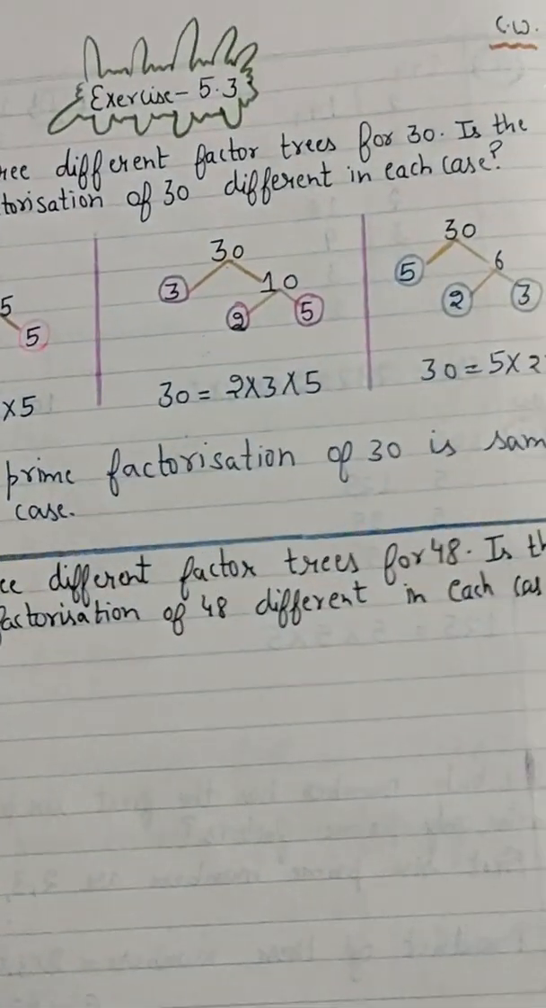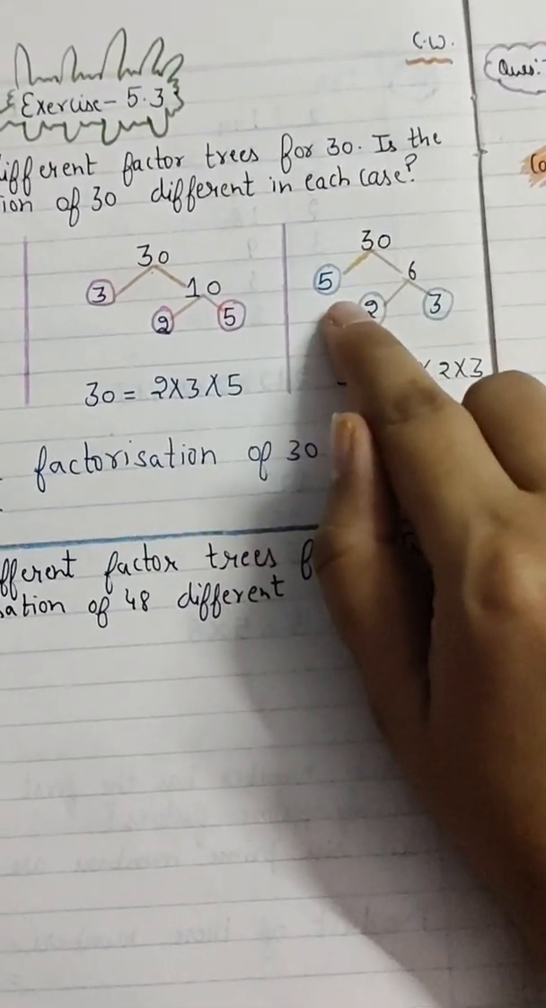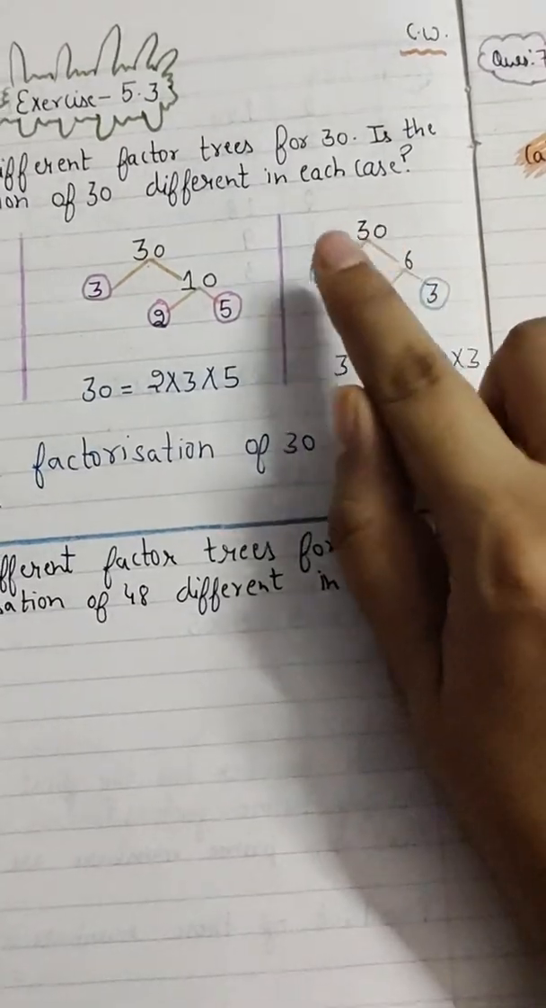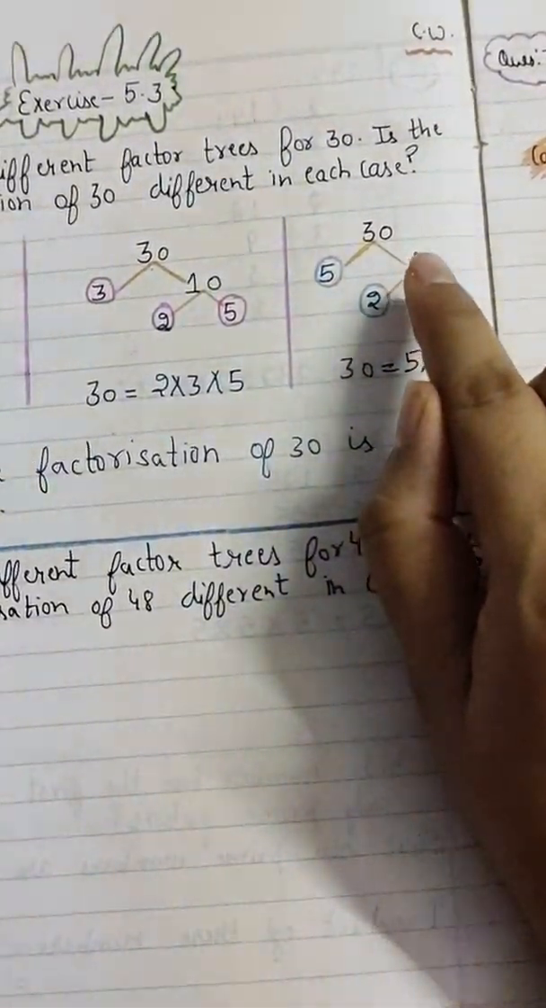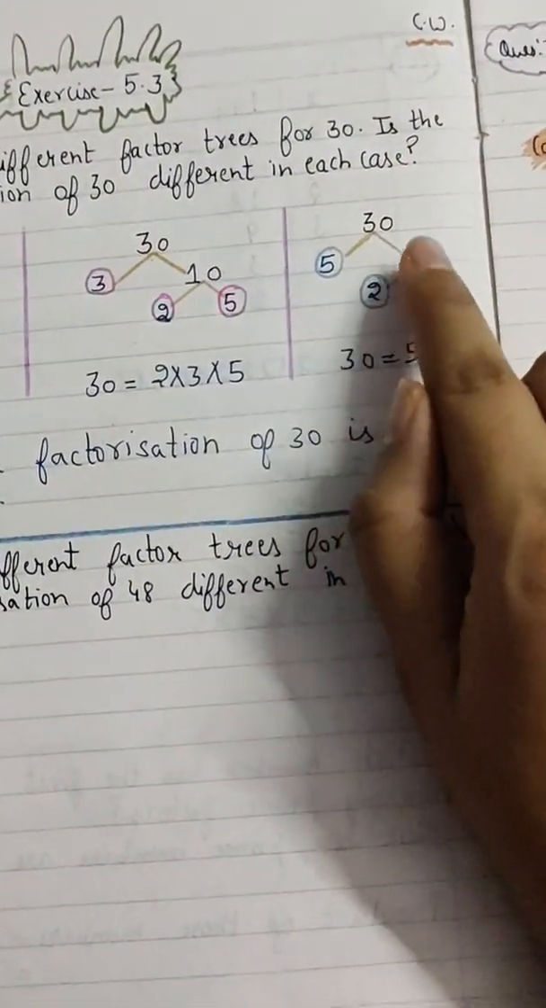Then the third tree that I have made, as you can see here, in the 5 table we have 30, so 5 multiplied by 6. 5 multiplied by 6, 5 is a prime number, so circle it. Then 6, 5 multiplied by 6 is 30, 6 is a composite number, we have to break it.